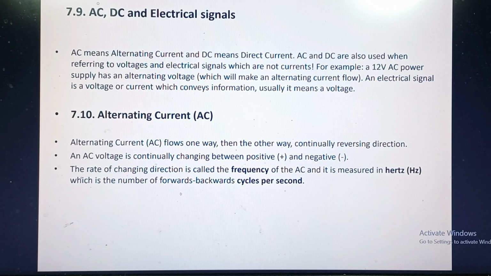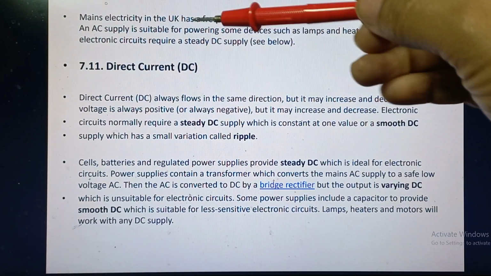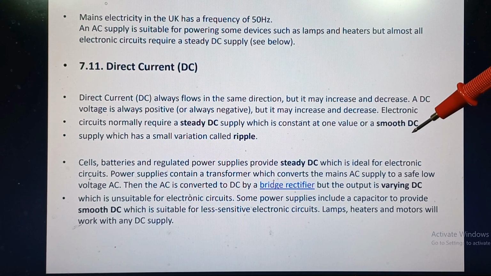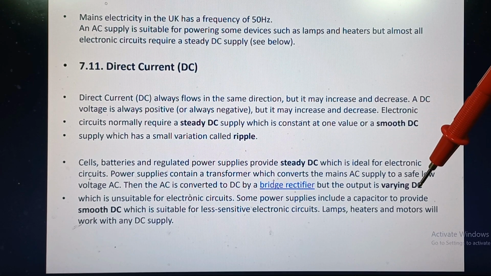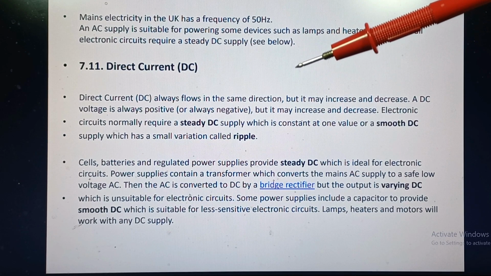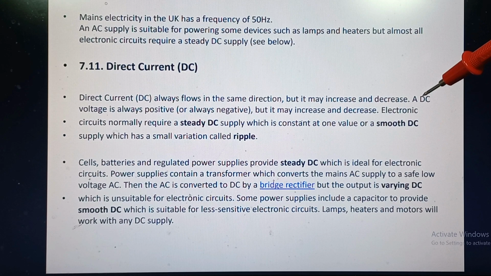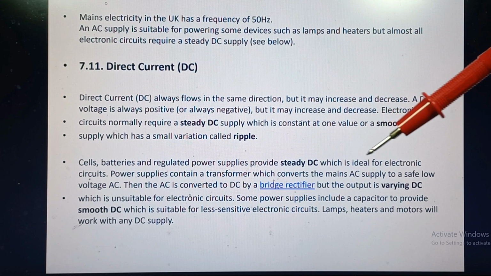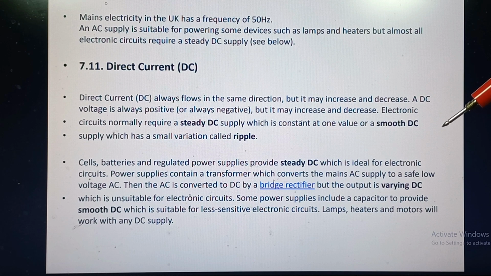In resistive circuits, the current and voltage are in phase, whereas in inductive and capacitive circuits, either the current will lead or the voltage will lead. Now we come across the direct current. Direct current always flows in the same direction, but it may increase and decrease. DC voltage is always positive or always negative. If it is positive, it is above the zero axis, and if it is negative, it is below the zero axis. But it may increase or decrease. Electronic circuits normally require a steady DC voltage or DC supply which is constant at one value, or a smooth DC supply which has a small variation called ripple.